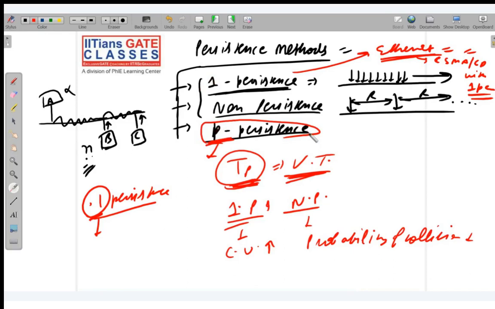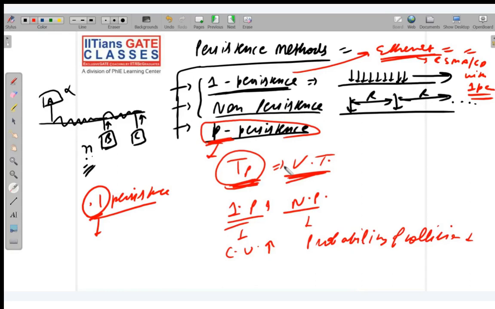P persistence method can be used if we have time slots equal to or greater than TP time. TP is propagation time. Next point, it uses the advantages of both one persistence and non persistence method.